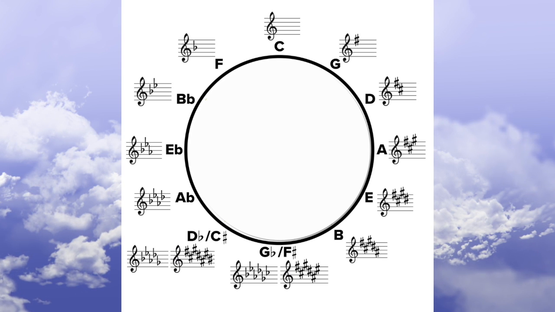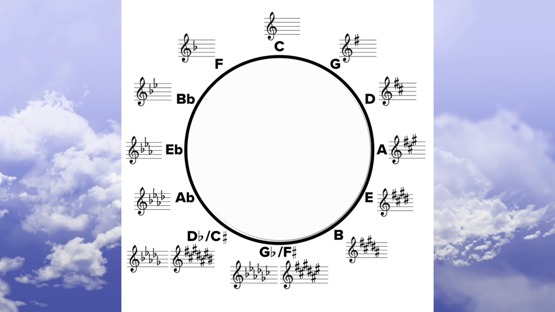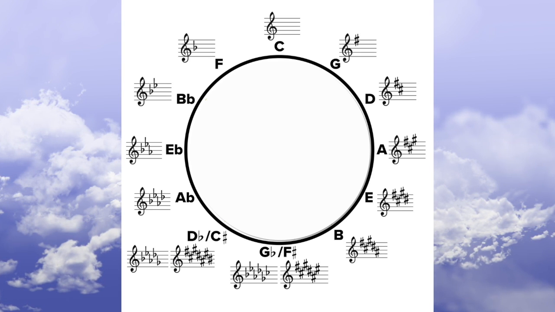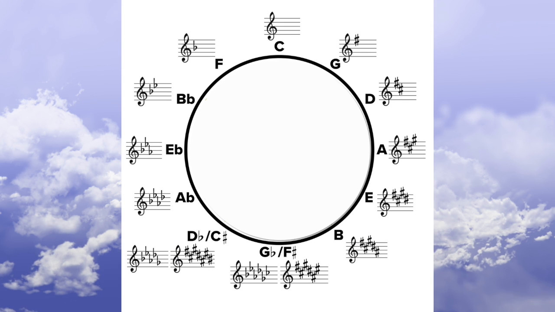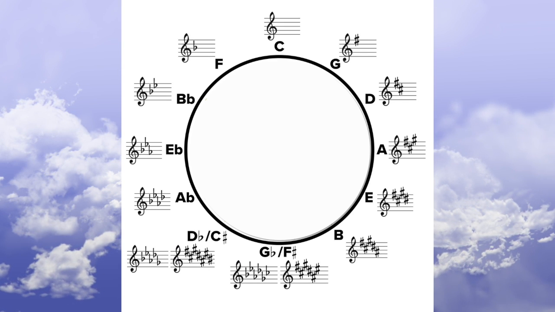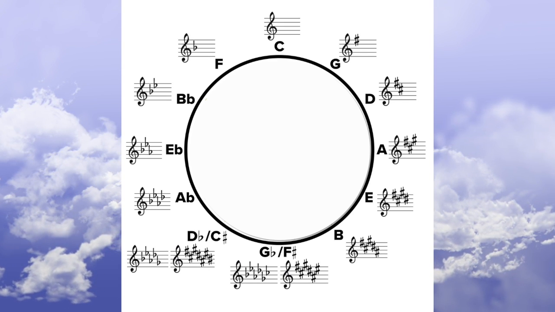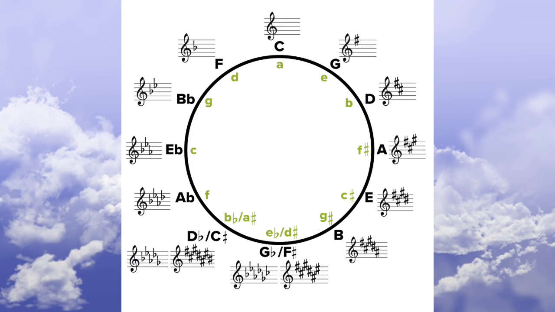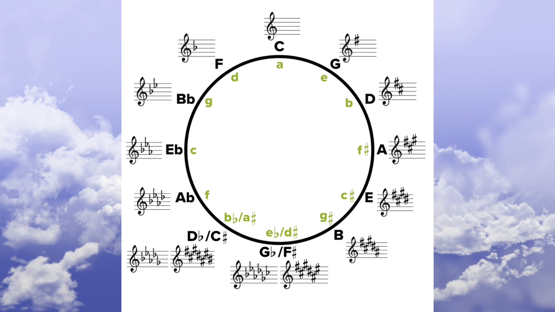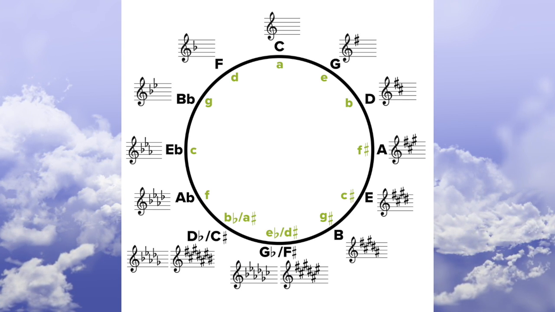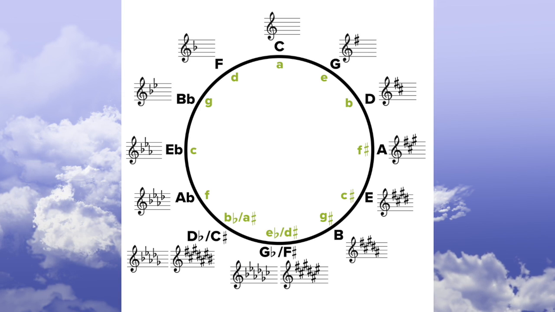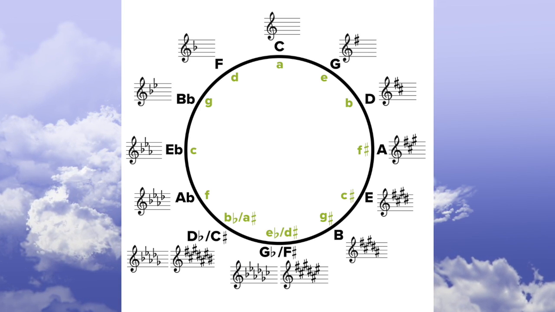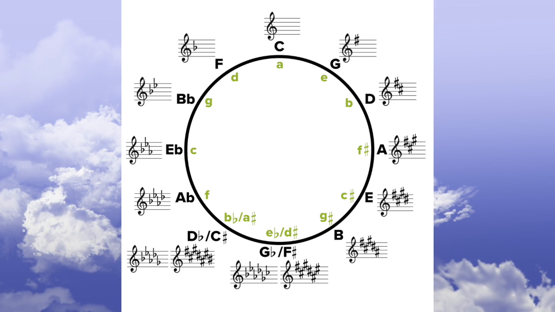Similar to the major keys, minor keys also build their key signatures in very much the same way. If we start with all natural, all white keys for a natural minor scale, we would end up with A minor. Add one sharp would be the dominant of A, and that would be E minor. Add another sharp, that would be the dominant of E, and that would be B minor. This continues all the way around the circle.